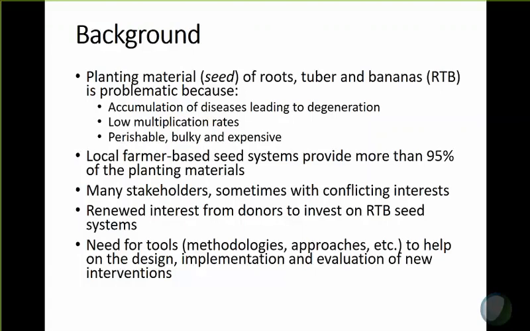And also there is a renewed interest from donors to invest in RTB seed systems because usually these crops are very important for food security in developing countries. So what we see is that we need tools, for example, methodologies or approaches. One example is the framework that we are presenting today to help on the design, implementation, and evaluation of new interventions. We have donors that are investing in seed systems of RTBs, and we need some conceptual direction on how to invest in these crops.